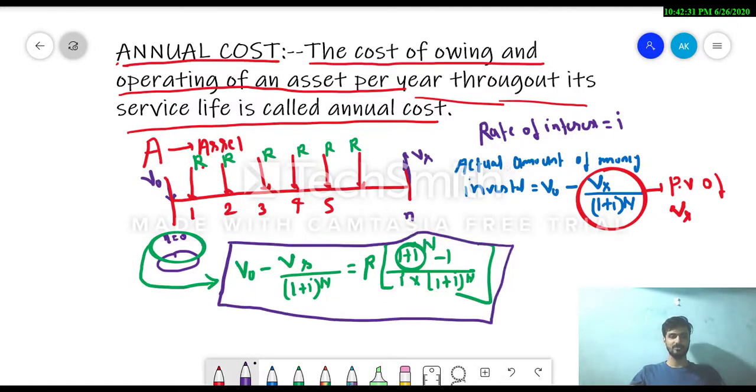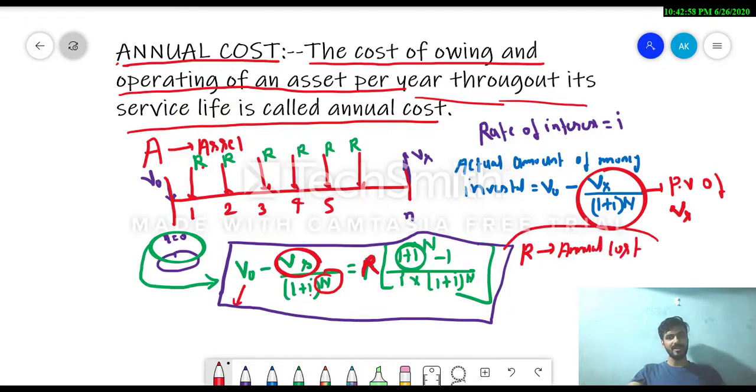Okay, just go to that lecture only. Now, which types of things you will see here already. V note will be given in the question, VS salvage value will be given in the question, rate of interest will be given in the question, N is the service life of the asset, and you have to calculate the value of R, that is the uniform cash flow, and you can assume R is the annual cost of assets. Okay, that we have to focus here.